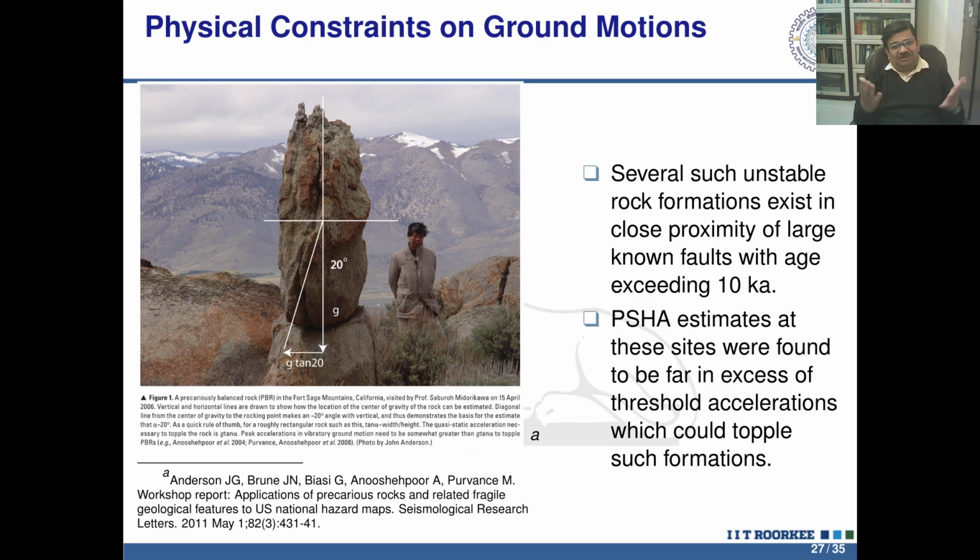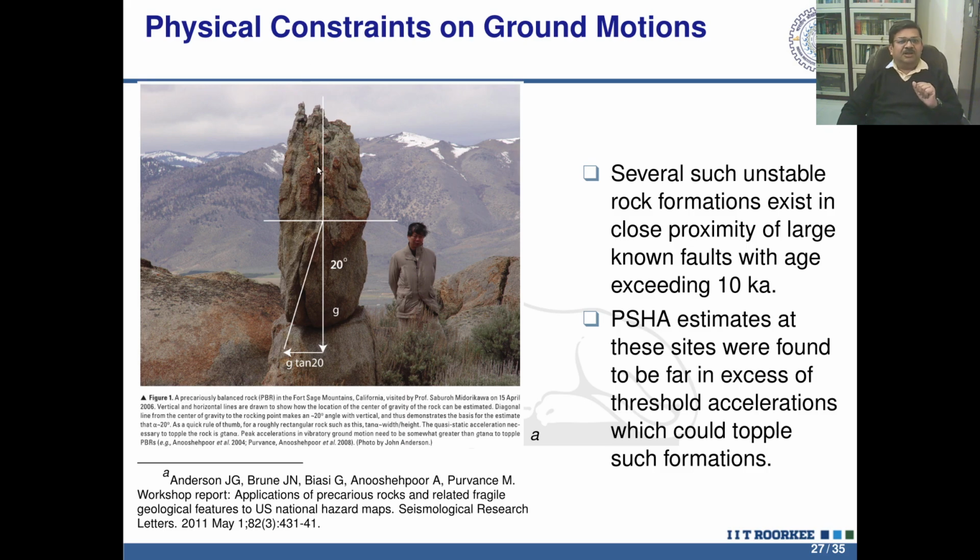I mean, these kind of ground motions are not really practical. And is there any evidence of such extreme ground motions having ever occurred in the historical times? And when they started looking, they came across what they called precariously balanced rocks. So if you can see, this is a delicately poised rock mass which can be toppled even by a simple push of hand.